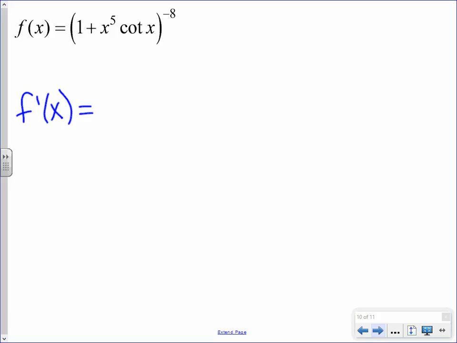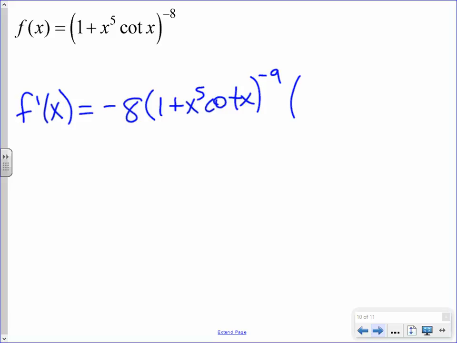What's the first thing that we need to do? First, take that negative 8 down. Oh, very good. And our power becomes negative 9. Now we need to multiply by the derivative of the inside.